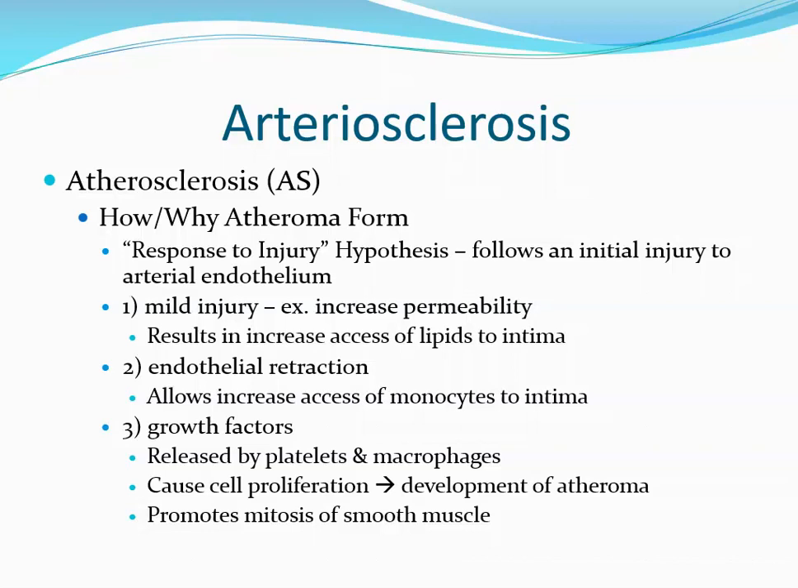When there is injury, growth factors will be released by the platelets and macrophages. This is what results in the cell proliferation and further adds to the development of the atheroma. These growth factors also lure in more monocytes to the site of damage. They promote mitosis of the smooth muscle cells to increase their numbers, and the monocytes will also secrete other agents that will further damage the endothelium.